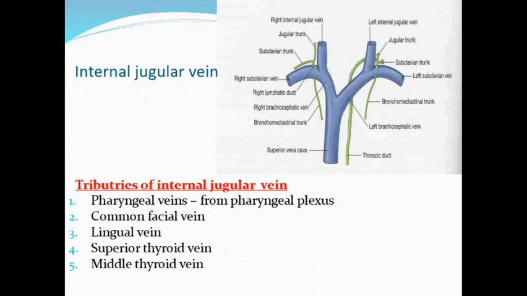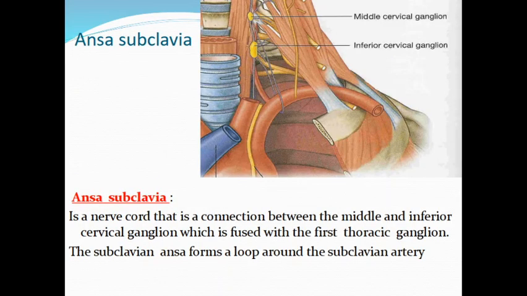We'll see the ansa subclavia. The ansa subclavia is a part of the sympathetic paravertebral trunk on each side of the spinal cord. It is the part that passes anterior to the subclavian artery. This ansa subclavia is a nerve cord that is a connection between the middle and the inferior cervical ganglion, which is fused with the first thoracic ganglion. The ansa subclavia forms a loop around the subclavian artery.